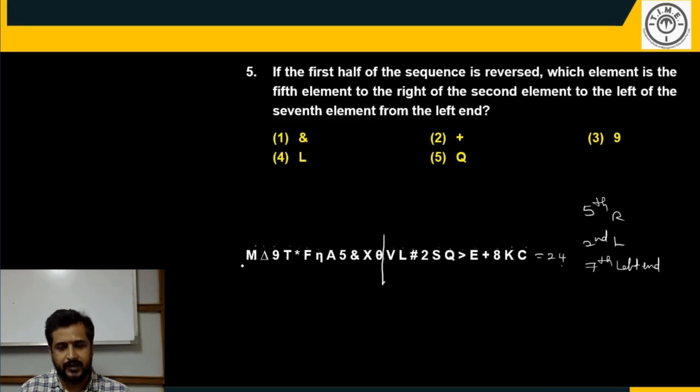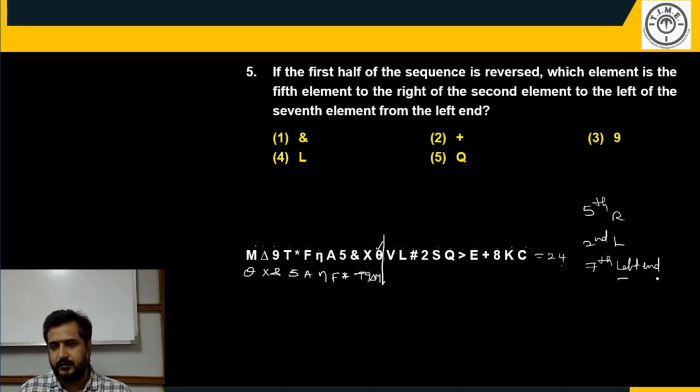So what they are trying to say is this half is reversed. So instead of reversing it, you can start counting from here onwards. You can consider this as the left hand, right? Otherwise you can reverse it also. Without reversing also we can do it. I will explain you in both the ways.